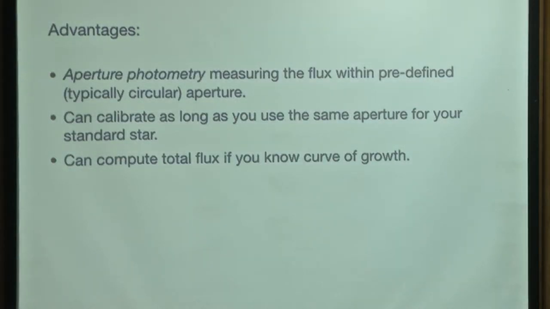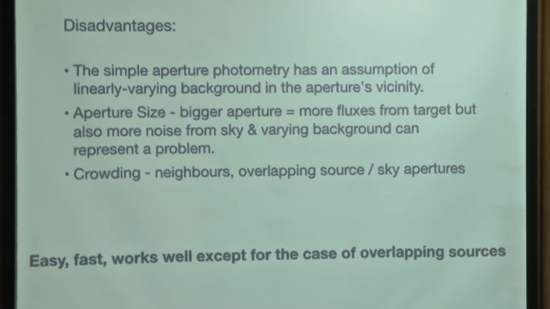So what are the advantages? Basically, you are measuring the fluxes in a predefined aperture. You can actually calibrate your magnitude as long as you use the same aperture for your standard star, and you can compute the total fluxes if you are able to plot this curve of growth. And what are the disadvantages?